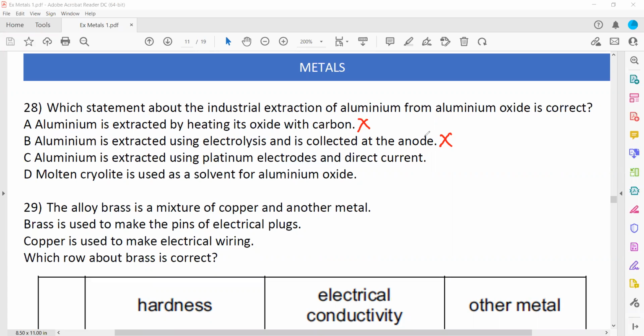Aluminium is a positive ion and positive ions are attracted towards the cathode. So the first part is correct, it is extracted by electrolysis, but it is collected at the anode is wrong because it is collected at the cathode. Aluminium is extracted using platinum electrodes. No, that's wrong. We don't use platinum electrodes, we use graphite electrodes. And molten cryolite is used as a solvent of aluminium oxide. That's true. We use molten cryolite to dissolve this aluminium oxide so that it lowers the melting point, it is used as a solvent, and increases the conduction.